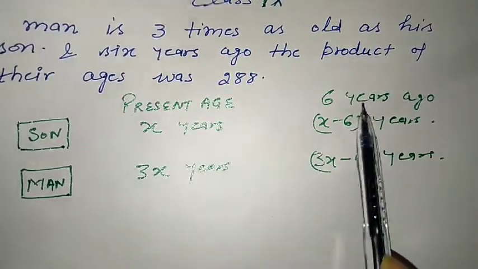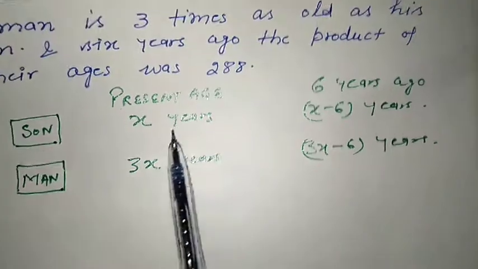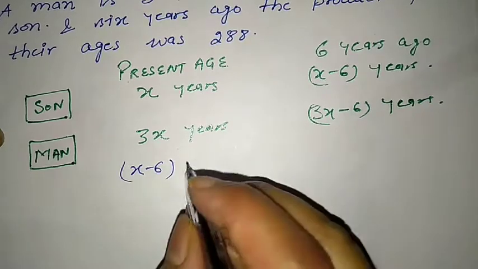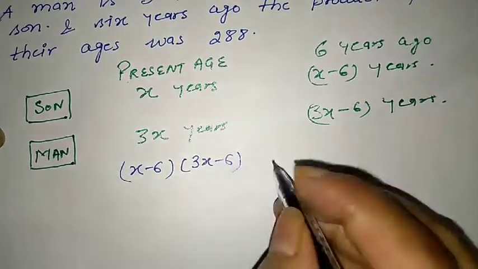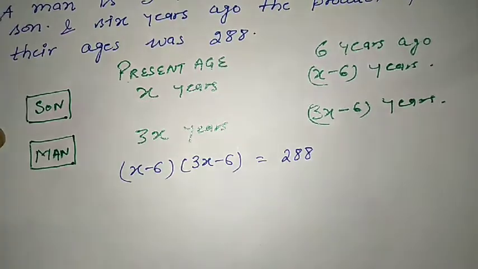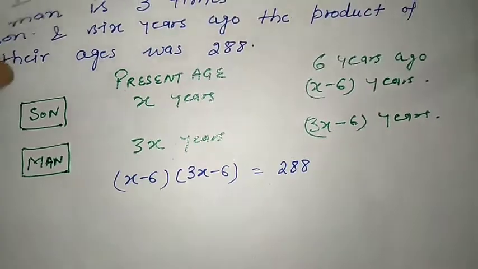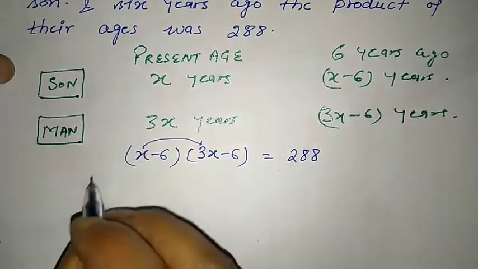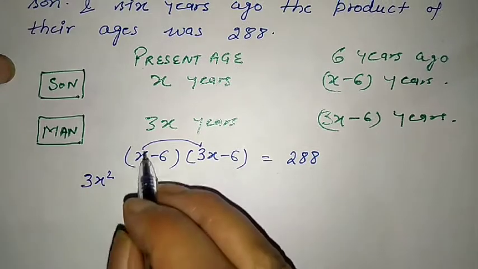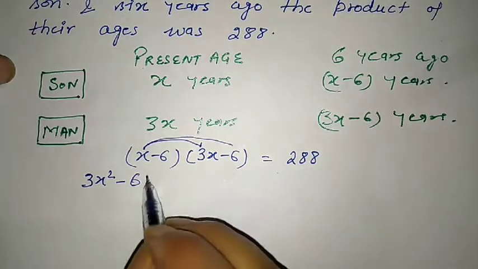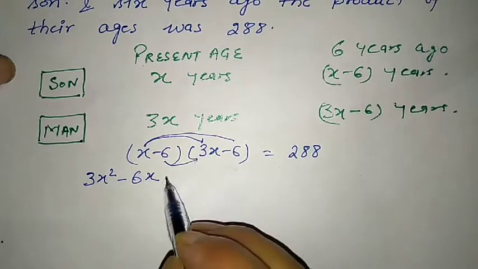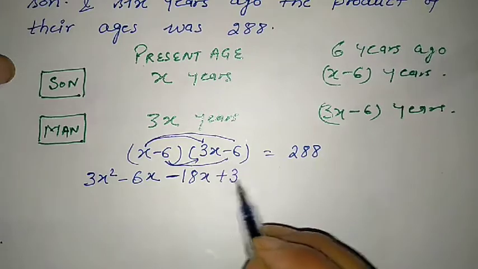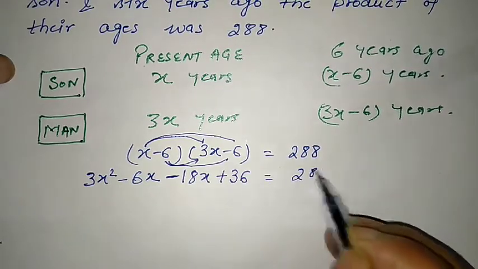Now we have found the ages of 6 years ago with the help of the present age. So the product of these ages, x minus 6 and 3x minus 6, is equal to 288. So now we multiply them. We also read this in our 8th class, how to do the multiplication. So x is multiplied to 3x, this becomes 3x square. This x is multiplied to 6, this becomes minus 6x. This is multiplied here, minus 18x, and this is multiplied here, this is plus 36 is equal to 288.